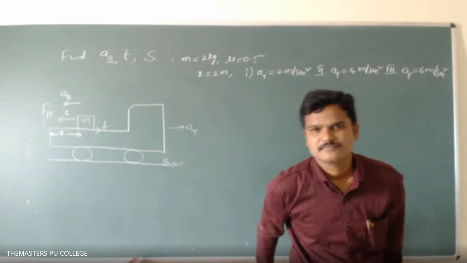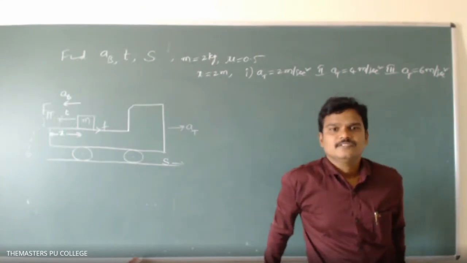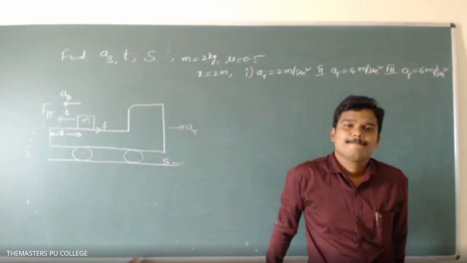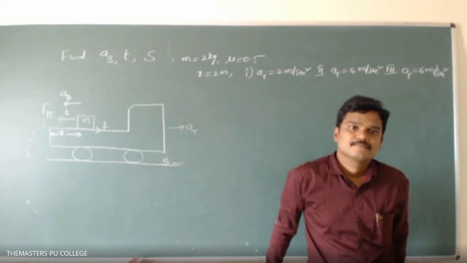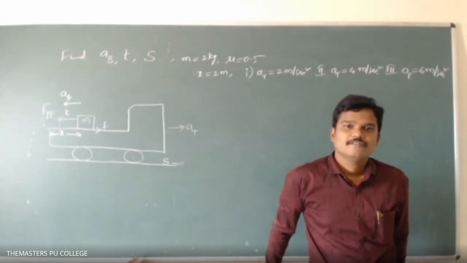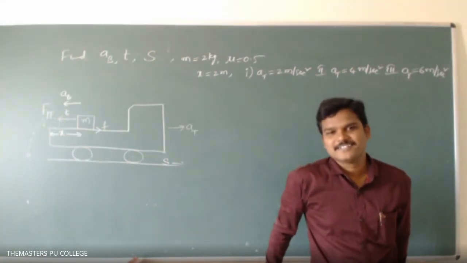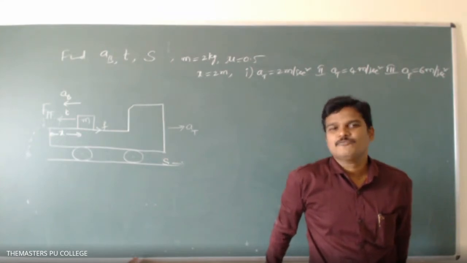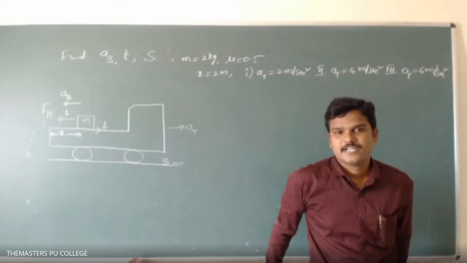G10, no need to mention. Verify the first condition. -3 you are getting, but -3 is okay. Everyone is getting -3. What is the meaning of -3? Retardation. Nothing but negative acceleration.